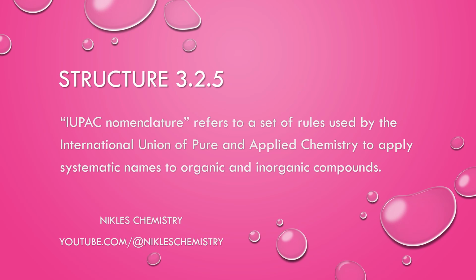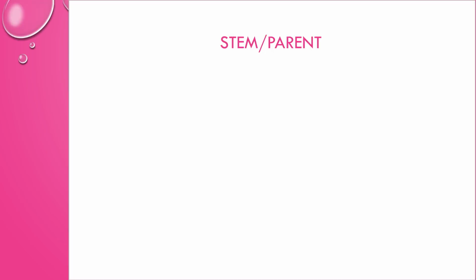Hello, today we're going to talk about structure 3.2.5, which is all about the IUPAC naming for organic compounds. Okay, so IUPAC stands for the International Union of Pure and Applied Chemistry. It's like a governing body that decides all of the rules for how we name different chemicals.